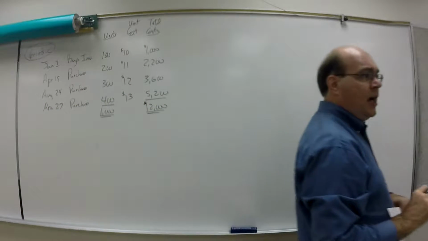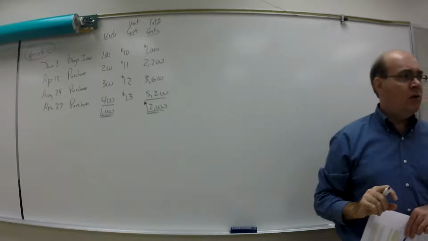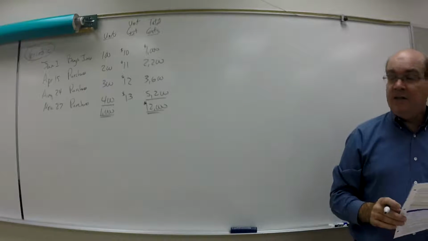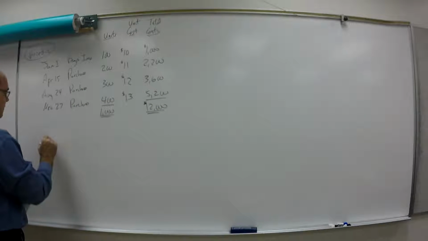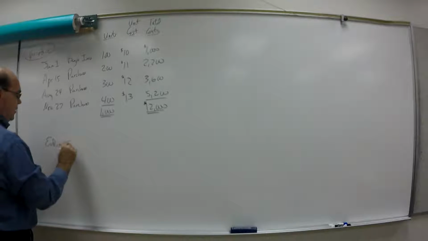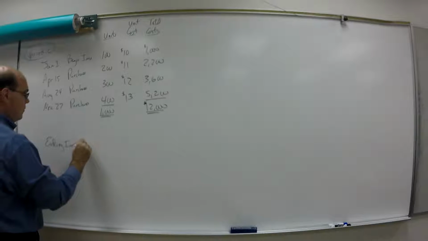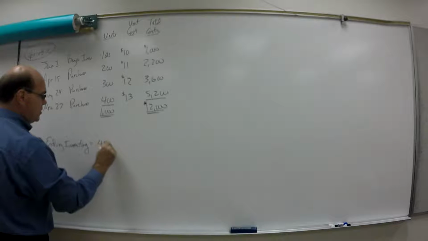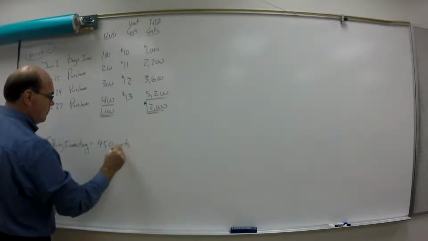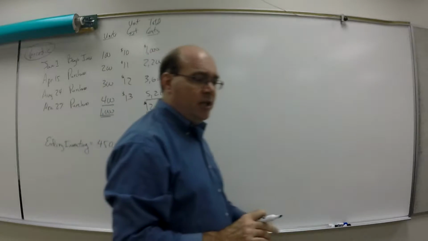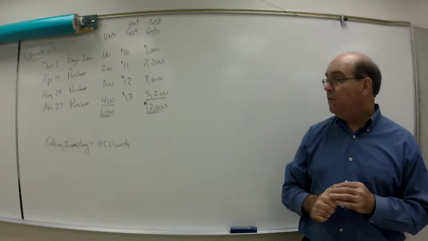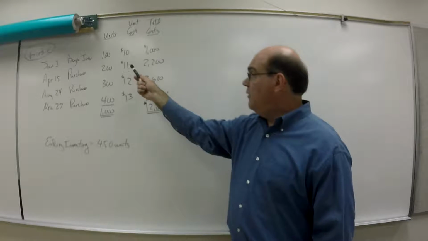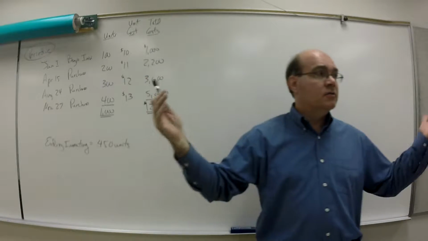Now the question is, how do we go through and figure out what our inventory valuation is? They tell us we did an inventory count at the end of the year, and we had 450 units. So ending inventory, physical count, equals 450 units. So the question is, what are the dollar values associated with those 450 units? Is it $10, $11, $12, $13?